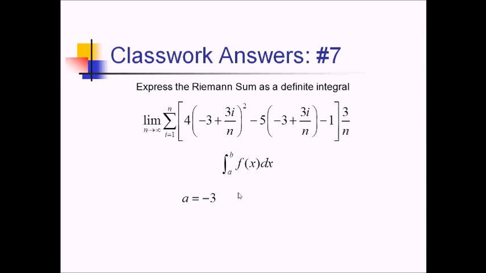And to get the b value, I just have to add whatever this interval length is up here. This is normally delta x, so it's interval length over number of subintervals. So to get b, we're doing negative 3 plus 3, which is going to come out to 0. So now I've got the integral from negative 3 to 0 of 4x squared minus 5x minus 1 dx.